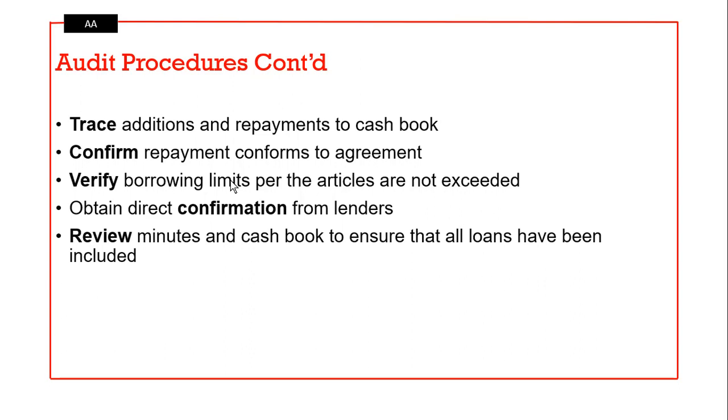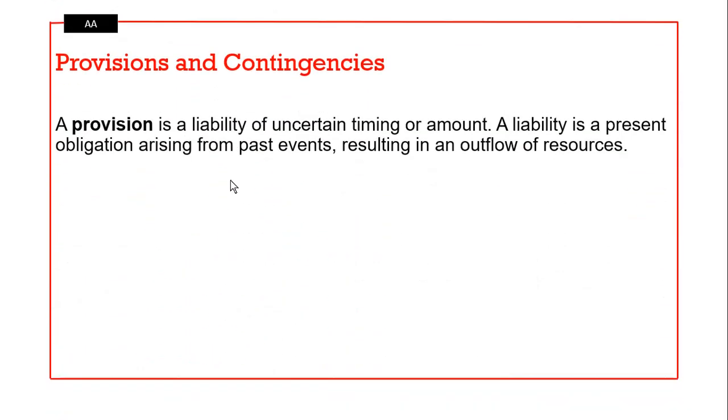You need to verify borrowing limits as per the articles, so that these are not exceeded, because if these are exceeded, then the company's risk profile is intolerable. Financial risk is high. You need to obtain direct confirmation from lenders. Of course, in cases where you want more assurance on the accuracy of numbers, you need to review minutes and cash book to ensure that all loans have been included.